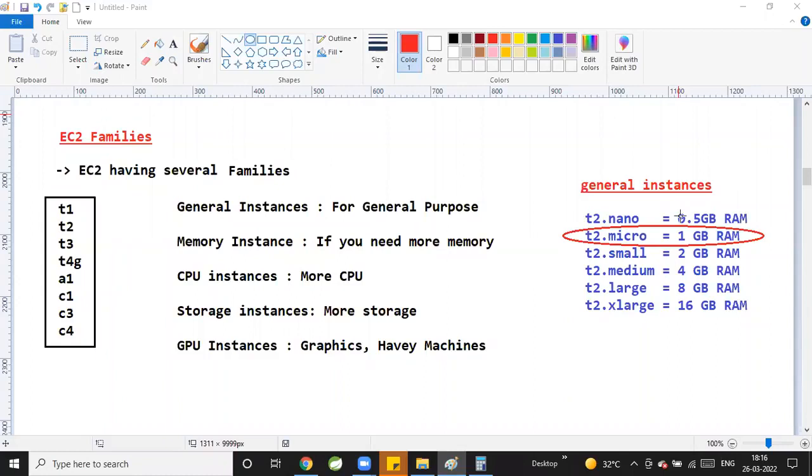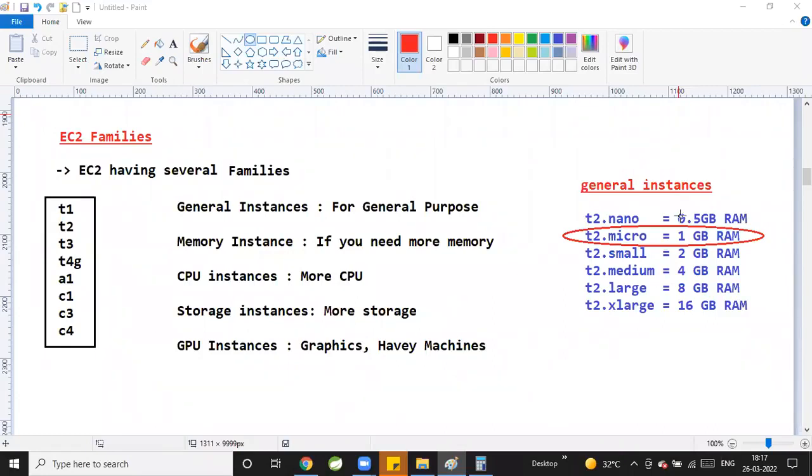In the general family, who is our family member? T2 large, T2 small, T2 micro, or T2 nano? Which member are we using? T2.micro. T2.micro is a family member belonging to the general instance family in EC2, which is free tier eligible. 750 hours per month it is free, and the 1 year subscription is free.